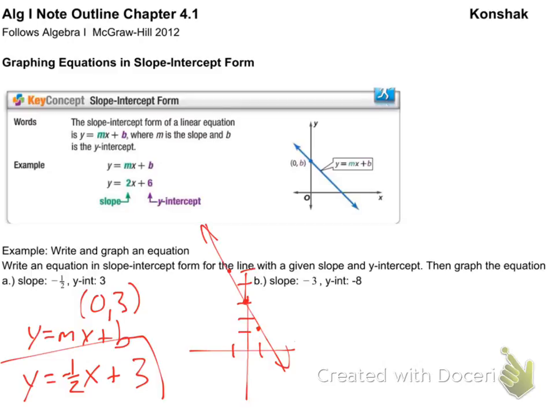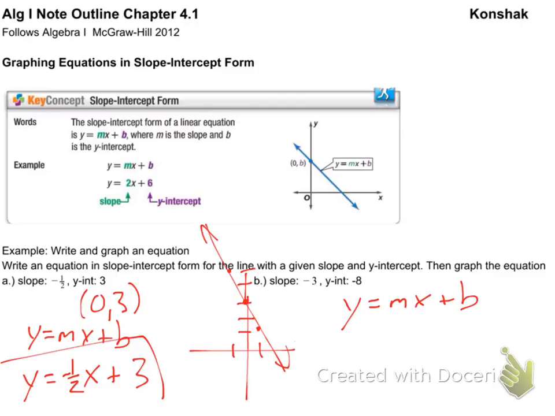Try part B on your own. You should have this by now. What should I do first? Ashley? Write down the slope-intercept form. Yeah, write down the equation. Eli, what are you going to do?